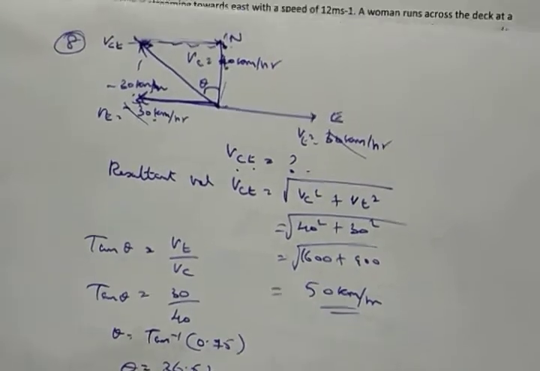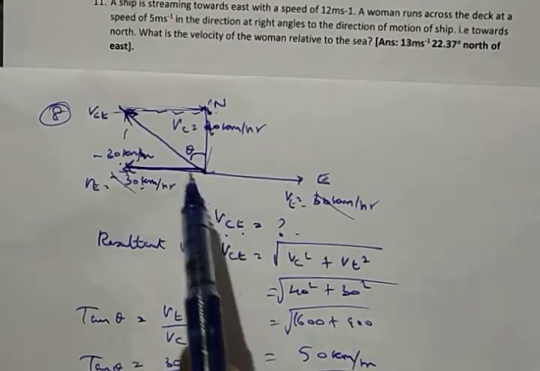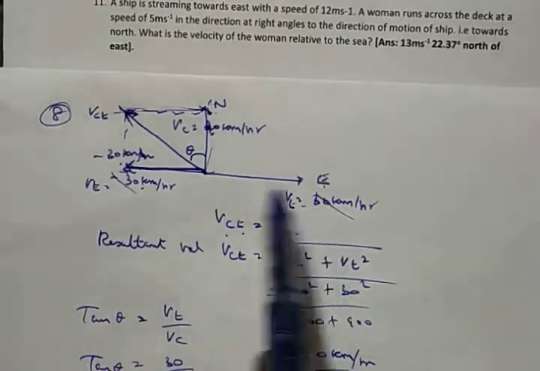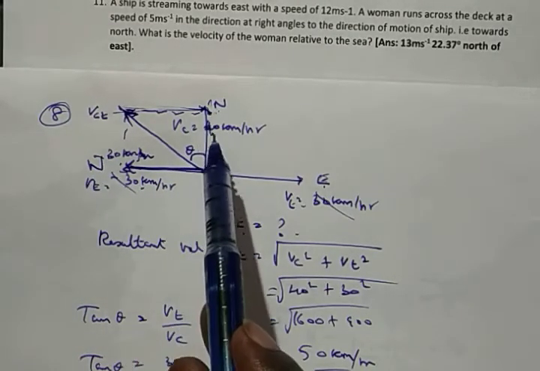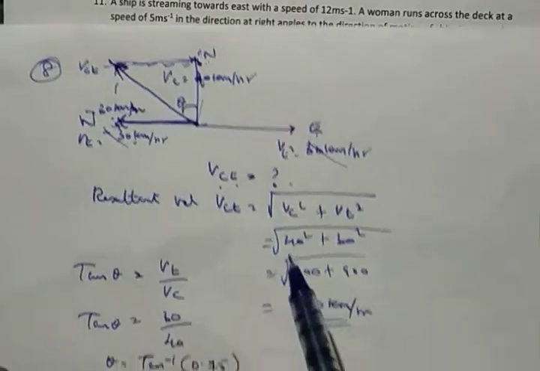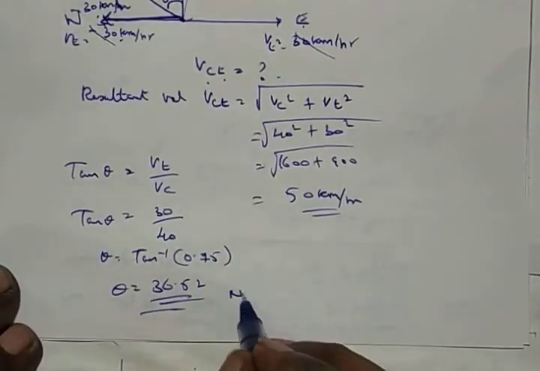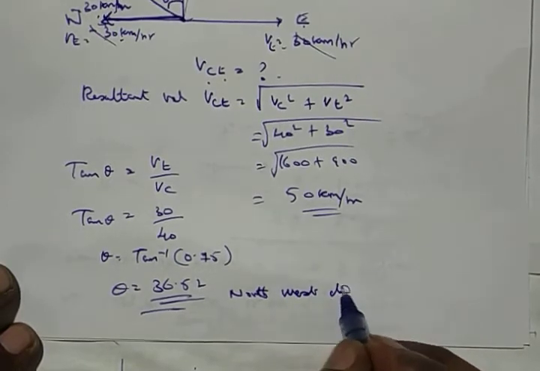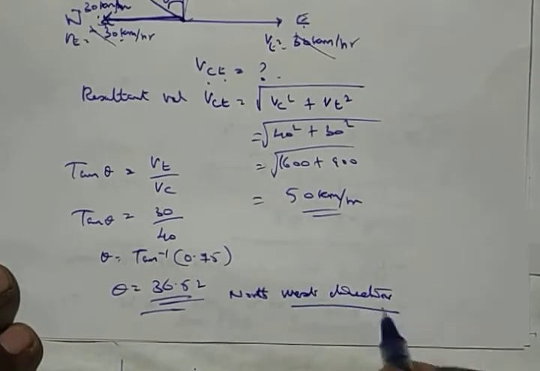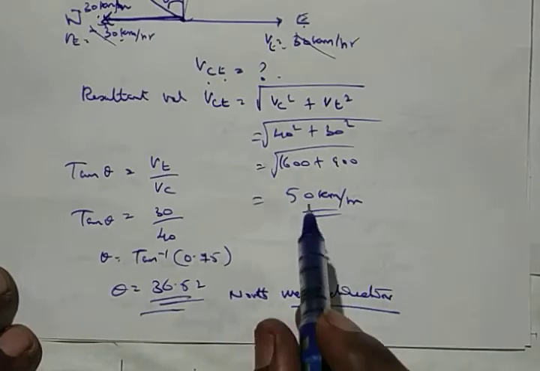Now in which direction is this going? This is the east, this is the west, and this is the north. It is going towards the northwest direction. So that is the direction here, and this is the speed here.